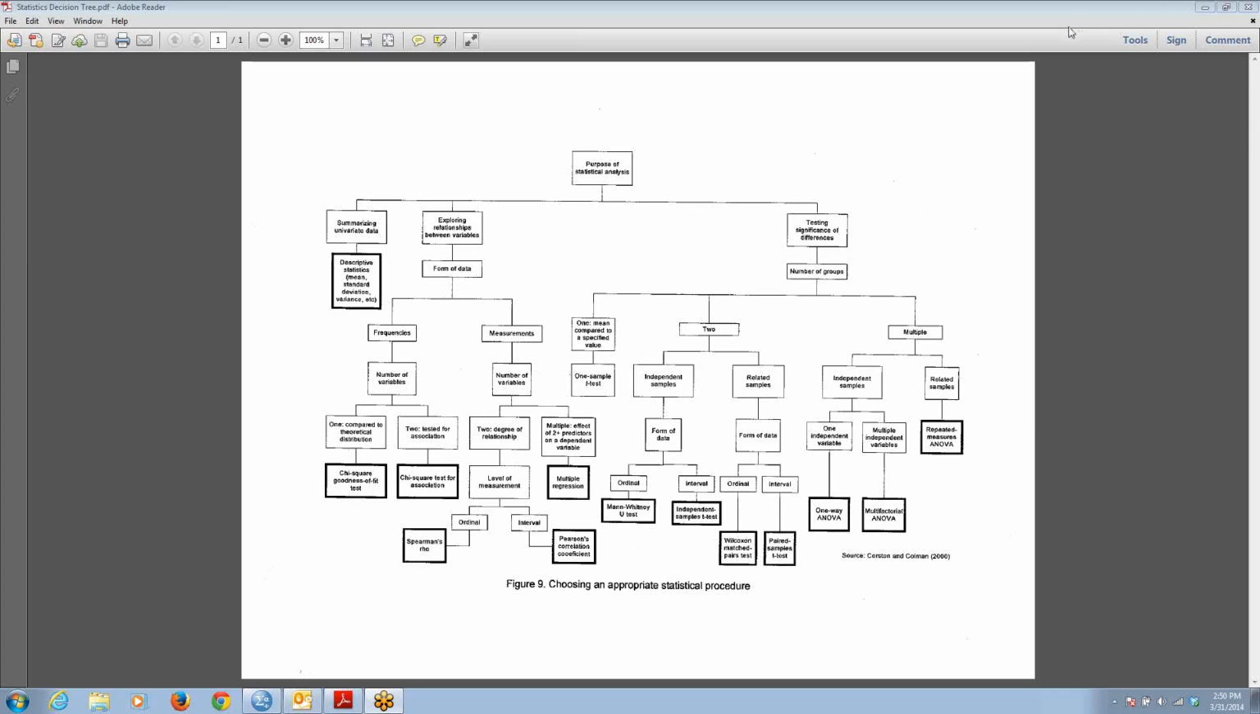And just like I did with descriptive stats in the last little video, I'm just going to walk you through the process using SPSS. Remember this, the decision tree? We already talked about descriptive stats, so now let's go into exploring relationships between variables, and we'll go to the first one, the chi-square goodness of fit test.